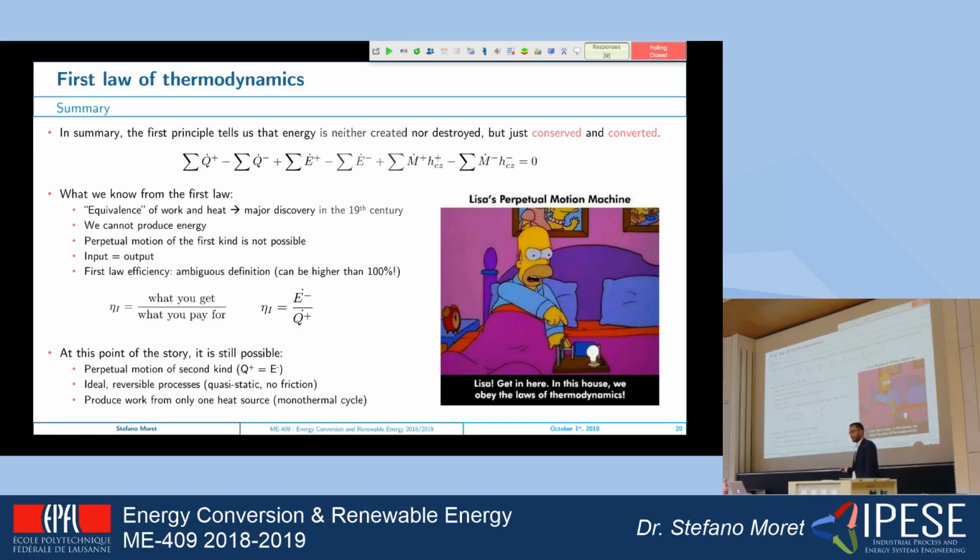At this point of the presentation, it's still possible to have what is called perpetual motion of the second kind. So it's still possible that when we have a cycle, we can convert all the heat into mechanical work. At this point, we can still have ideal or reversible processes, and we can also produce work if we have only one heat source. And that's where the second law of thermodynamics comes in. But before switching to that, I want to see if you have any questions about the first law, and then we can pass to discuss the second one.